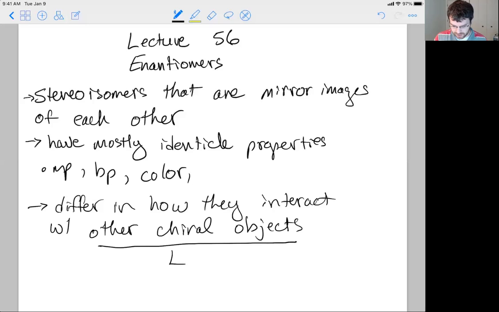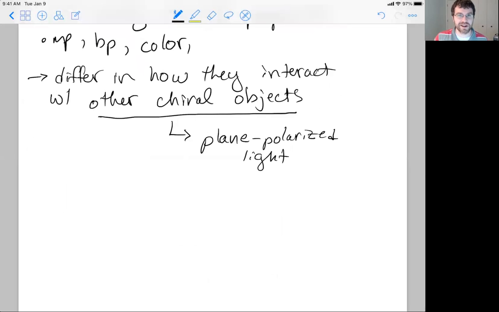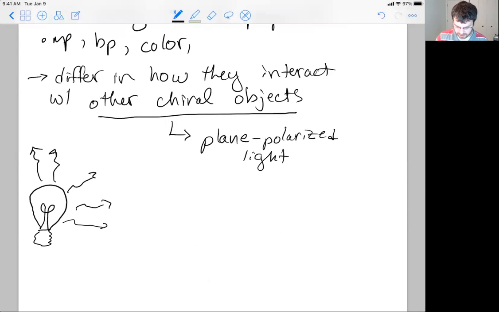But another example is more of a physical example, and it's sort of weird, but it's important, and that's plane polarized light. I can already feel the eyebrows being a little concerned about this already. Plane polarized light. So what we're going to do is take a light bulb, and we are going to turn it on. And when we turn it on, we get radiation. That's why we build light bulbs.